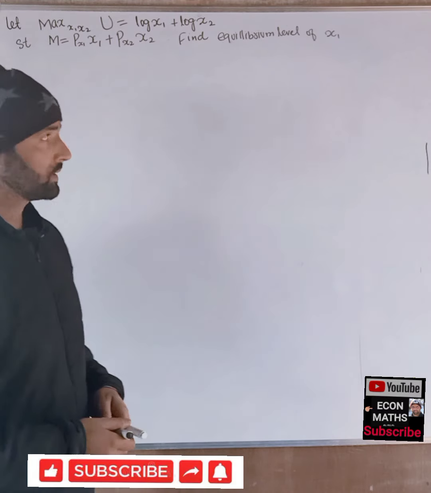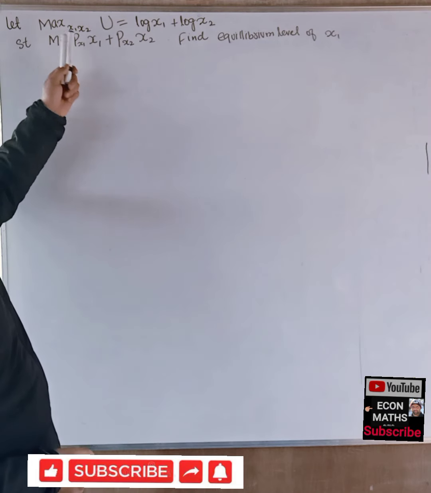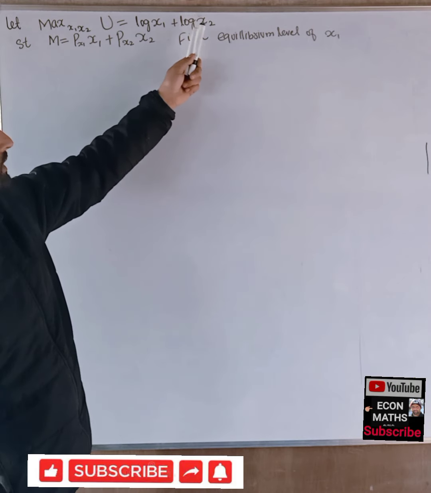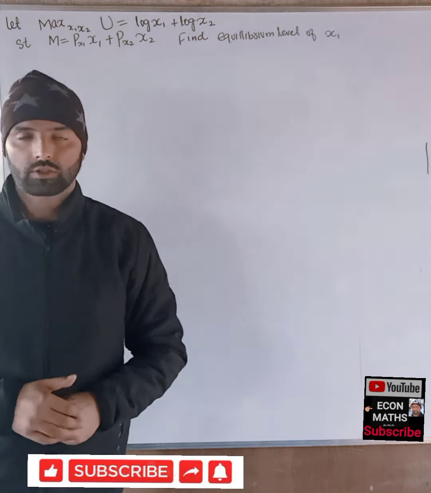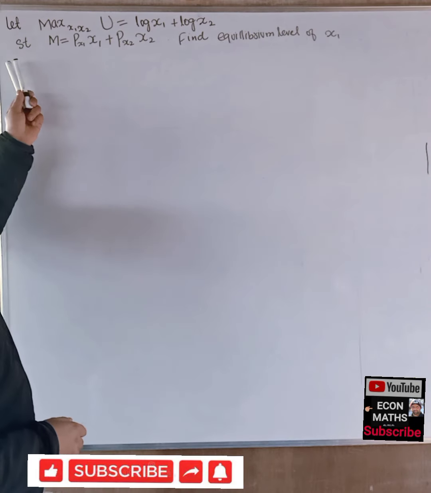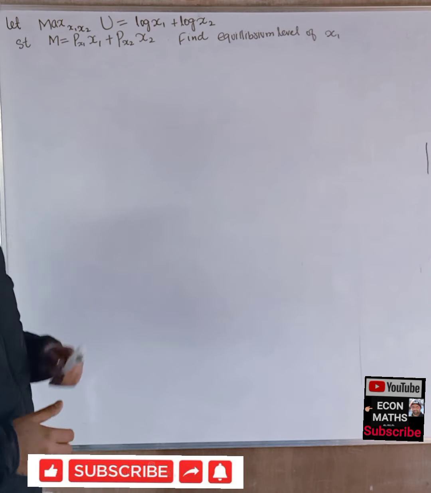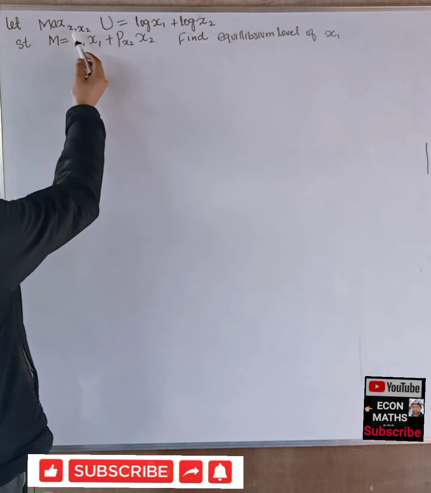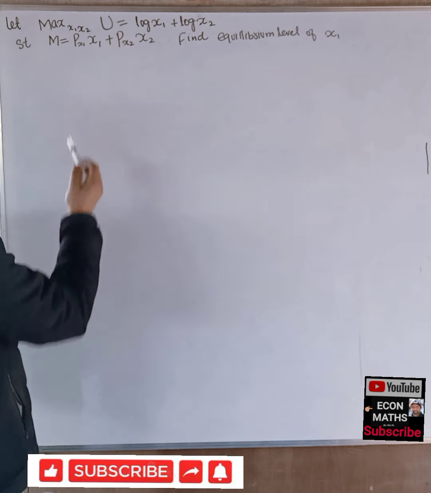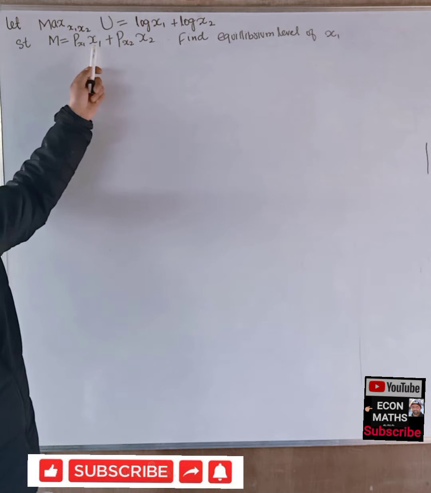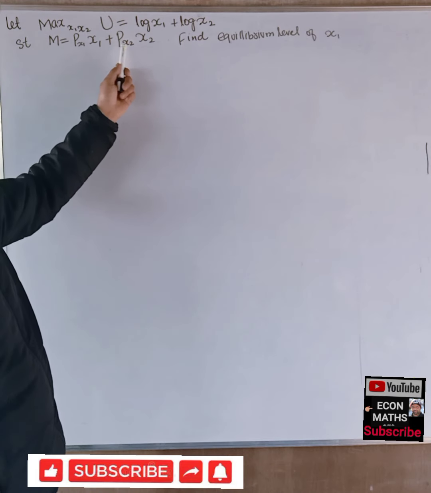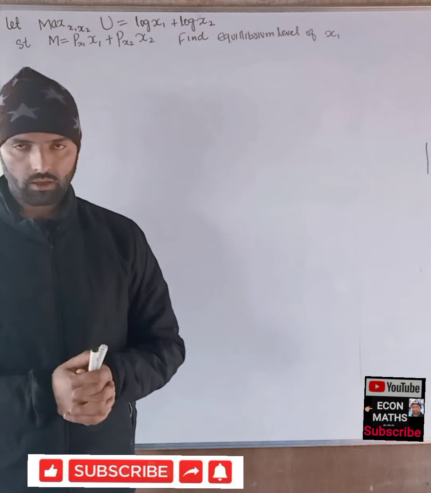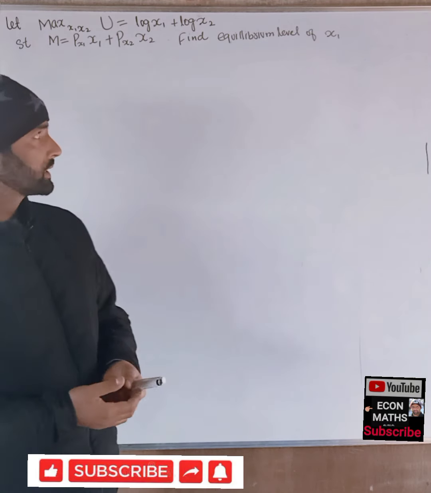The question is, maximize the utility which is equal to log x1 plus log x2, where x1 and x2 are the two goods, subject to the budget constraint. M is the total income, and the budget constraint is P subscript x1 times x1, that is the price of x1 times the quantity of x1, plus the price of x2 times the quantity of x2. We have to find the optimal bundle for this very problem.